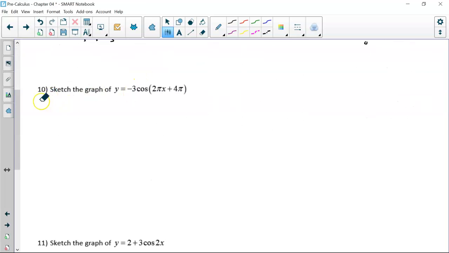Now, looking at it, the amplitude is 3. The negative just means x-axis reflection. So our amplitude is 3. Now our period, we do 2 pi divided by what's in front of x, and what's in front of x is 2 pi. So our period is 1. So for that, our increment is 1 divided by 4. So our increment is 1/4.